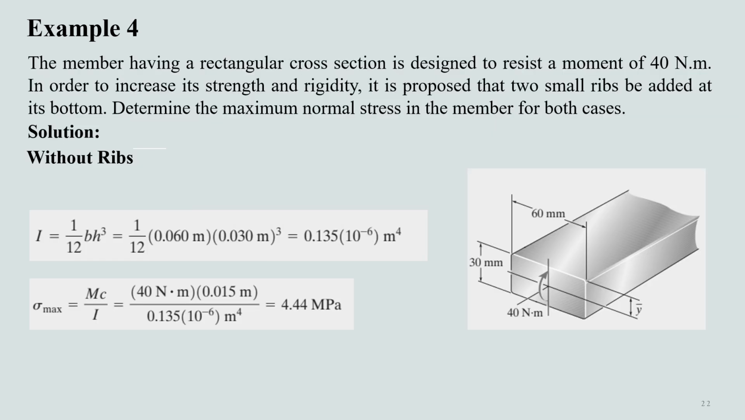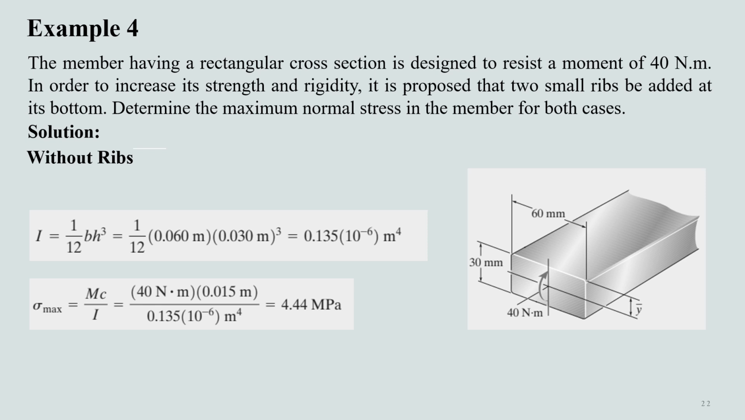We have reached the last example of our lecture. We have a rectangular cross section that is designed to resist a moment of 40 newton meter. In order to increase its strength and rigidity, it is proposed that two small ribs be added at its bottom. We have to determine the maximum normal stress in the member for both cases.